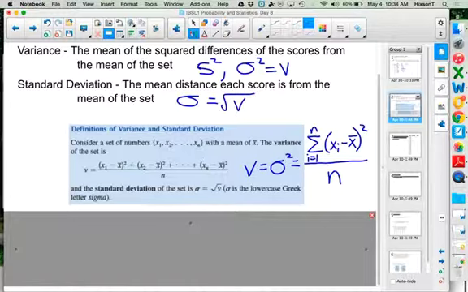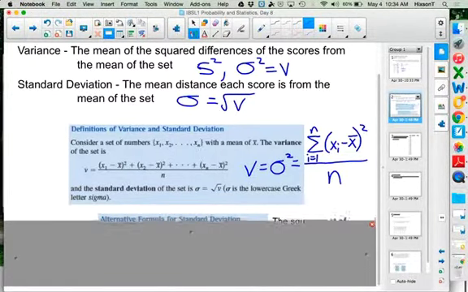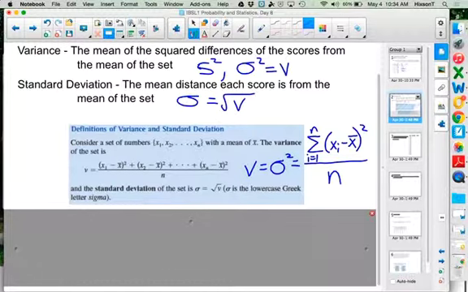Now, the easiest way to do this is to stay organized, okay? If we're trying to find the standard deviation of some data, the best way is to set up a table, okay?